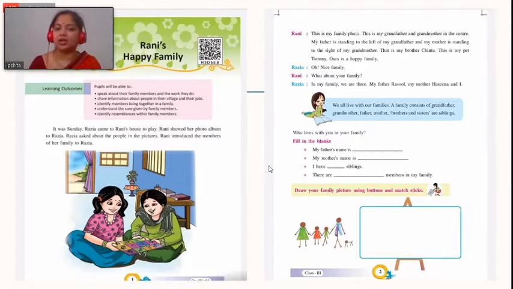Right? Okay. Now I'm going to give you these buttons and matchsticks. Sit together. Draw your family tree. Okay. Draw your family using these buttons and matchsticks. Very nice. Very nice.